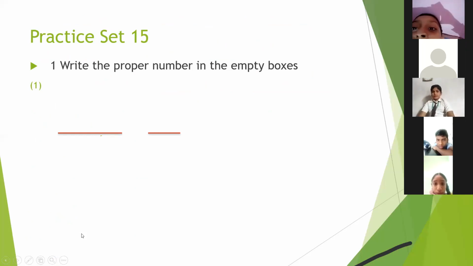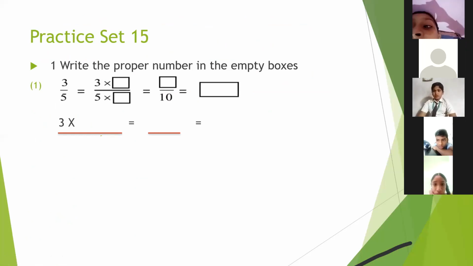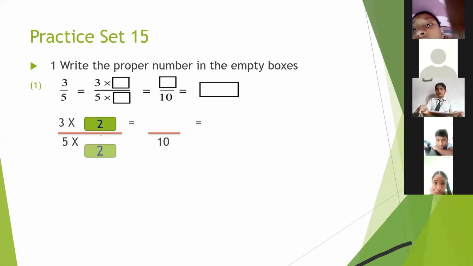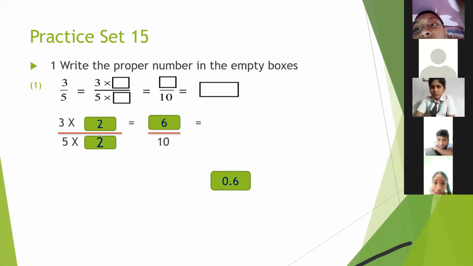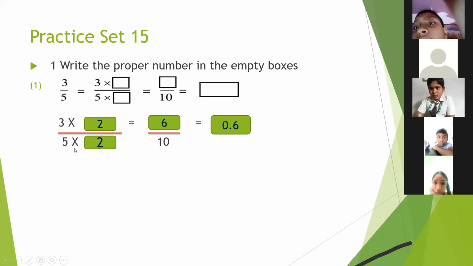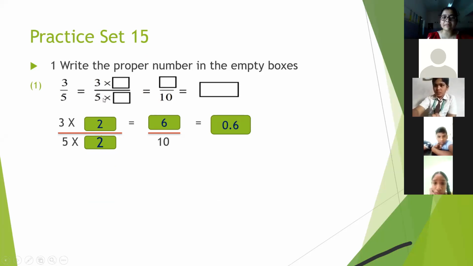Now this is your practice set 15. This is your first question. See, student, what I have done over here. This is your question, 3 upon 5 equals 3 upon 5. What will you fill in these boxes? You will get 10. If in front 5 is multiplied by 2, you will get 10. 3 multiplied by 2, you will get here 6. Whatever number you write here, you will write the same number over here also.